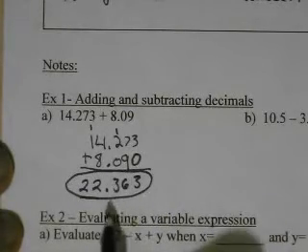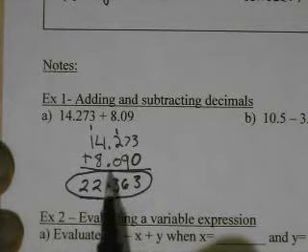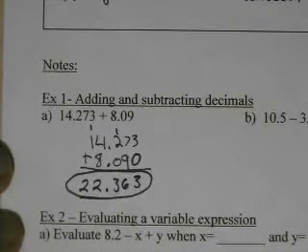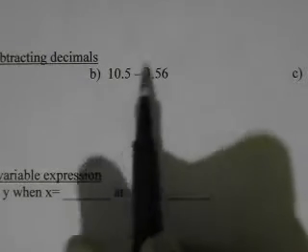So the most important thing, again, is you have to have your decimals lined up in a straight up and down line when you're adding decimals, so your place values are together. Okay. Let's look at an example of subtraction.